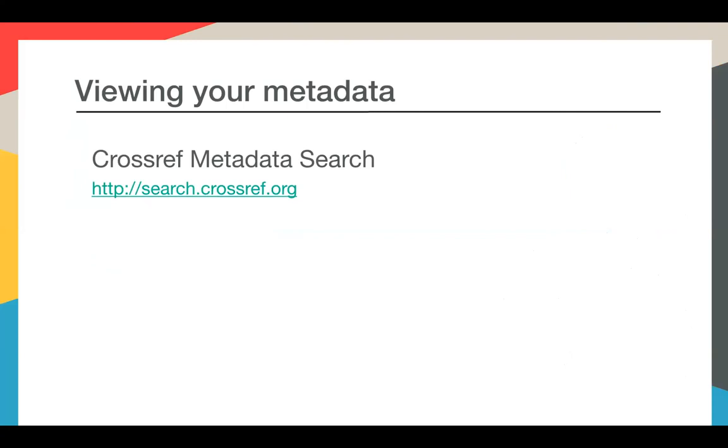You can search by DOI or by ISSN, article title, author. It's a free text search, so you can search for your journal title or ISSN and see what is showing up if you just want to check and make sure everything's being registered.